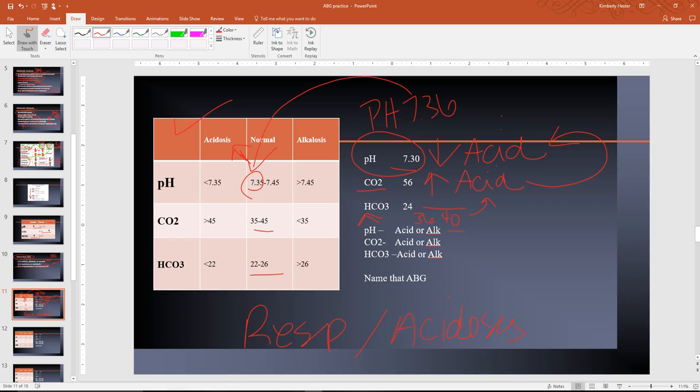Your pH was 7.30, which is acidotic. That's the second portion of the question. Your CO2 was high, which is acidotic. That's the first portion. So that basic ABG is respiratory acidosis.